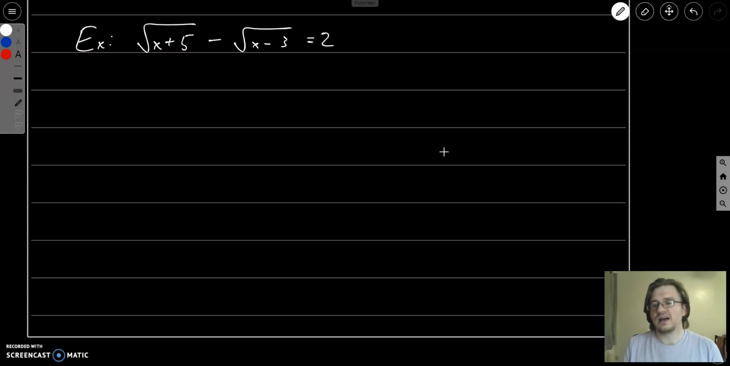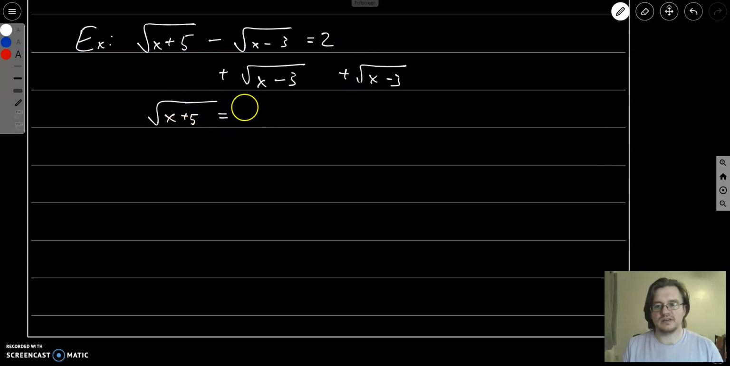So here I have the square root of x plus 5, so I want to get that by itself. So what I'll do is I will add the square root of x minus 3 to both sides of the equation. And when I add and subtract the same thing, those will cancel out. And then on the other side, I'll have 2 plus the square root of x minus 3. And now I have the square root by itself.